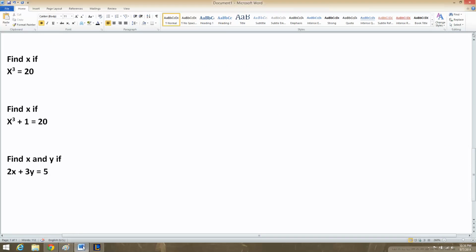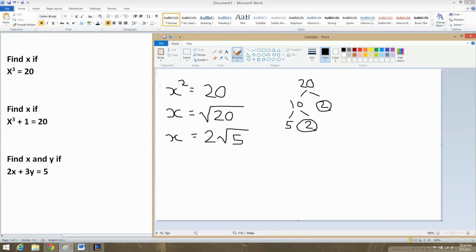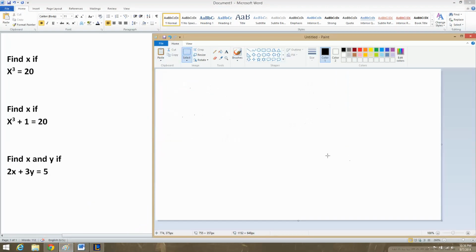For the cubed version, it isn't going to be much different at all. All we're going to do differently is, when we take the root, you just add a 3 to the top of the root sign. And for this one, don't bother simplifying it. It's just going to remain at 20.